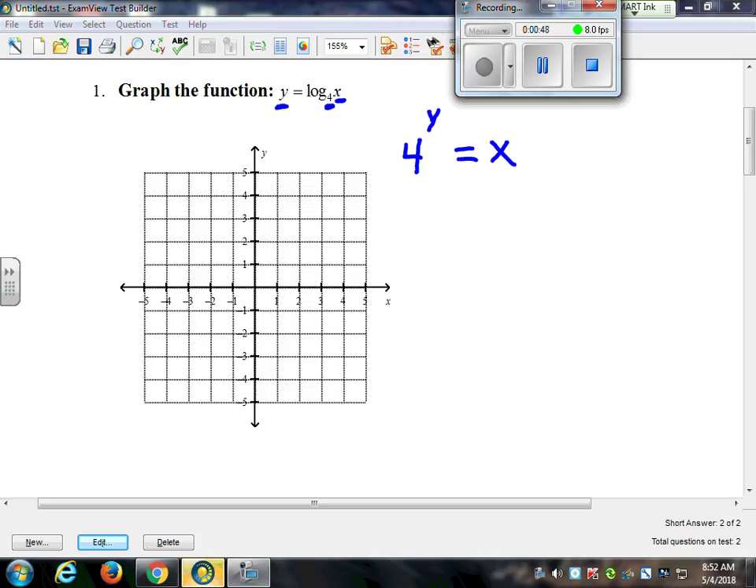Now from here, we're going to make an xy table. Ordinarily when you make an xy table, you pick values for x, because x is usually the independent variable. But in a log function, y is the independent variable and x is the dependent variable. So to evaluate this equation, it's actually easier to plug in values for y. I'm going to start with -1. So 4 to the negative first is 1/4.